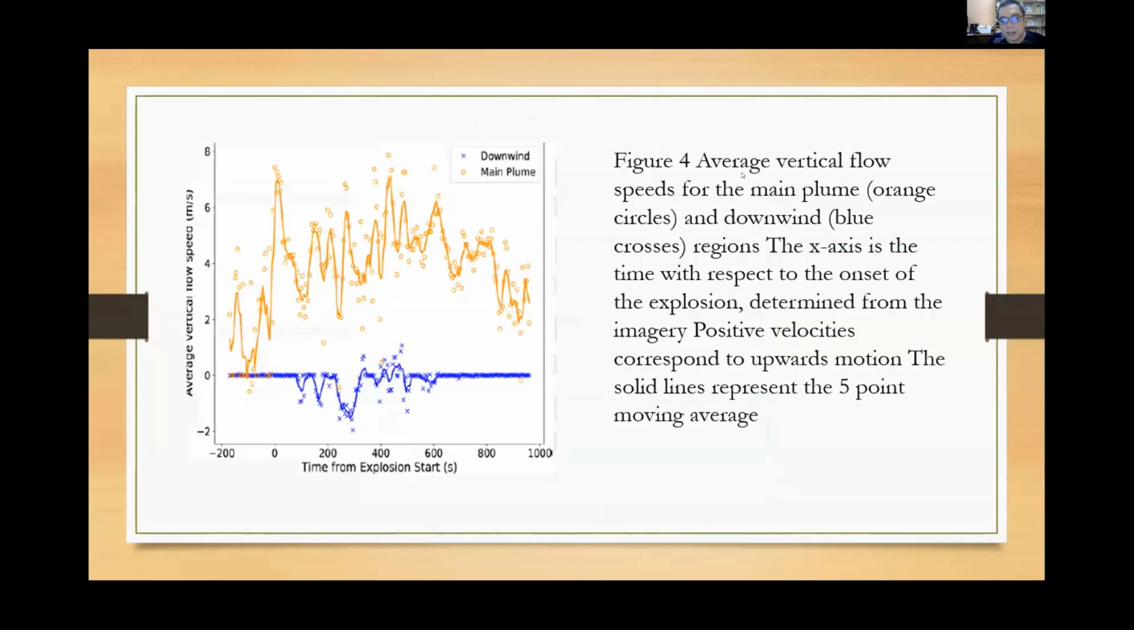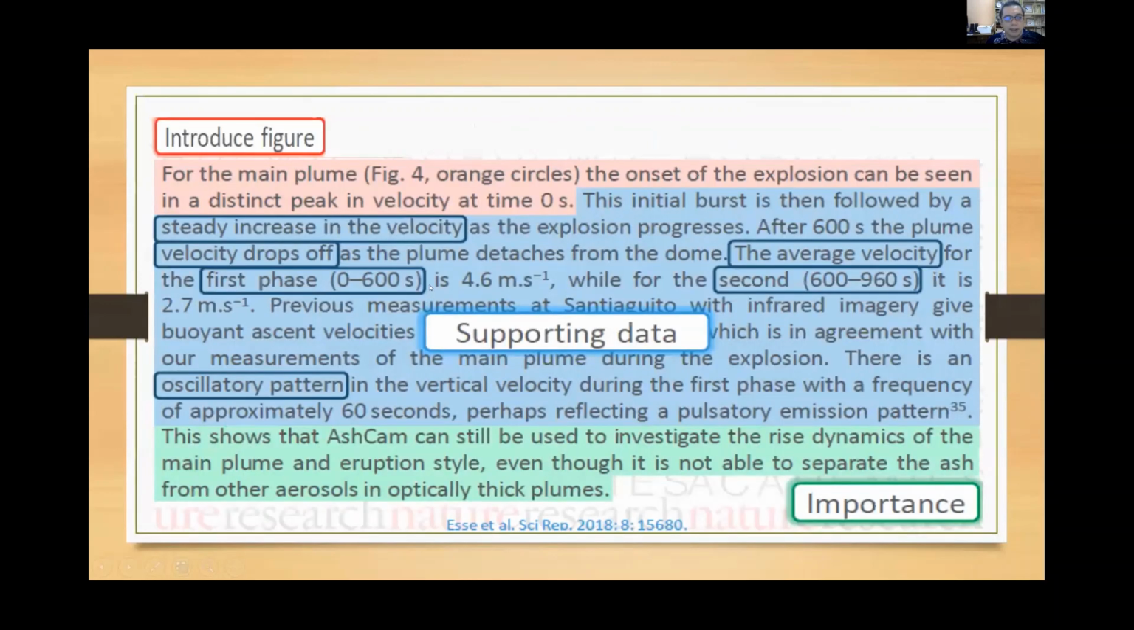You can see the title, for example, is the title of your figure: Figure 4, average vertical flow speed of the main plume. This is our explanation about the figure, so people understand what the figure is about. In the result explanation, the first sentence introduces what the figure shows: Figure 4, the orange article on the onset of the explosion can be seen in the distinct peak in the velocity at time 0. This explains what figure 4 is about.